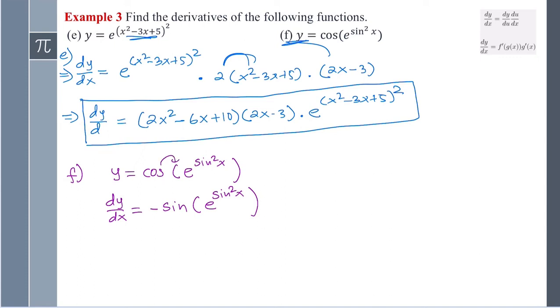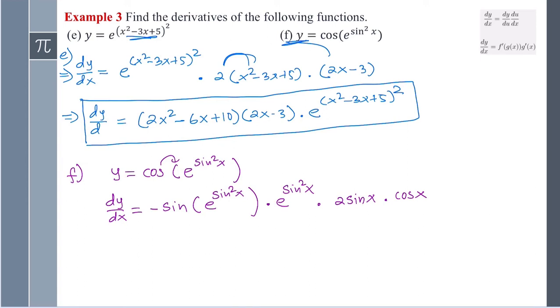Now, if you move inside, e is the next function. So the derivative of e raised to something is just e raised to something. So e raised to sine squared x, times, now we have to move inside. The next function is sine squared x, so that means we'll find the derivative of this power function first, which is 2 sine x, times the derivative of sine x. Sorry, the derivative of sine x is cosine x. I don't know why I wrote negative. So it is cosine x.